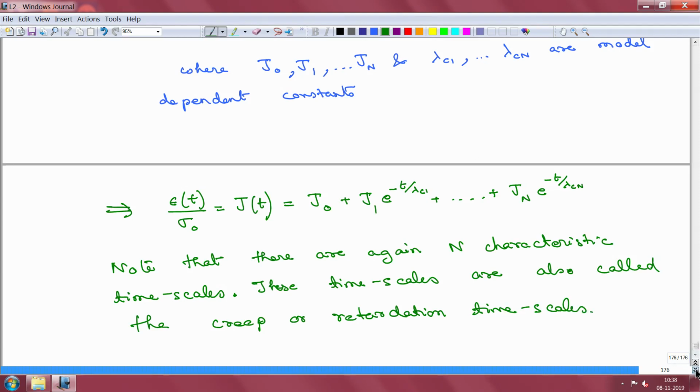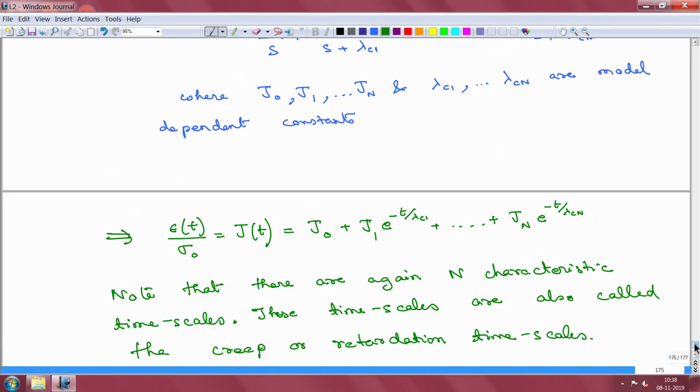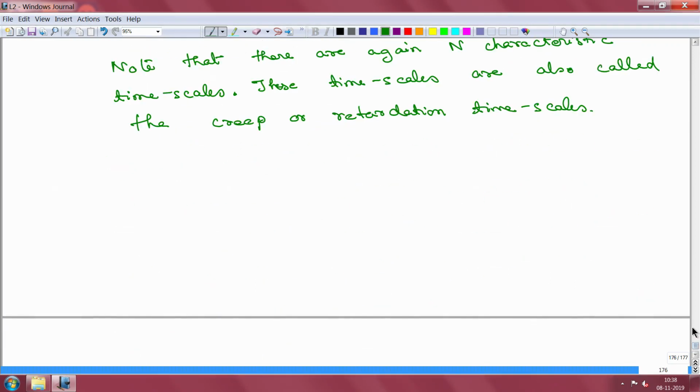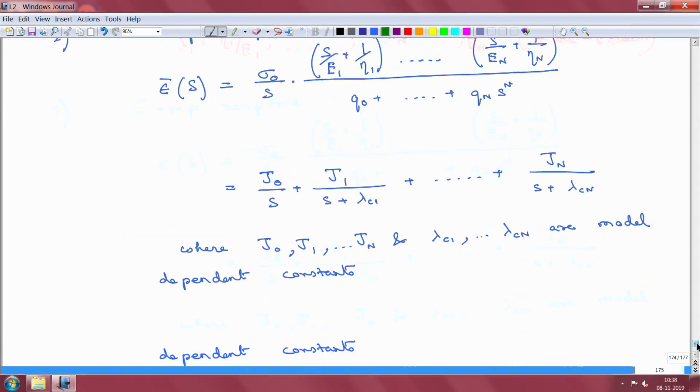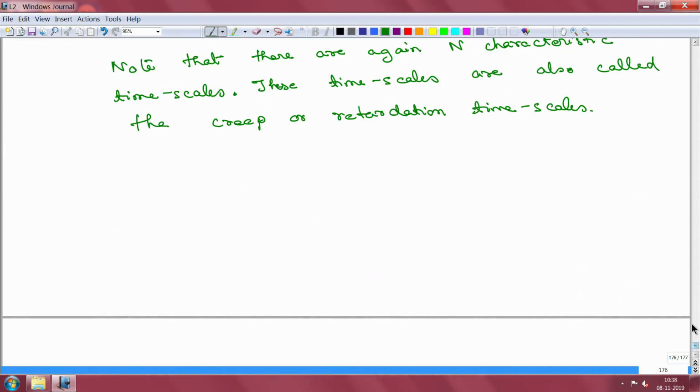The appropriate time scales depend on the particular function that you are looking at. If you are looking at the stress relaxation function, then in a model with n parameters you will have n characteristic time scales, which are called the relaxation time scales. But if you are looking at the creep function, then you will again have n time scales, but in this particular case they are called retardation time scales.